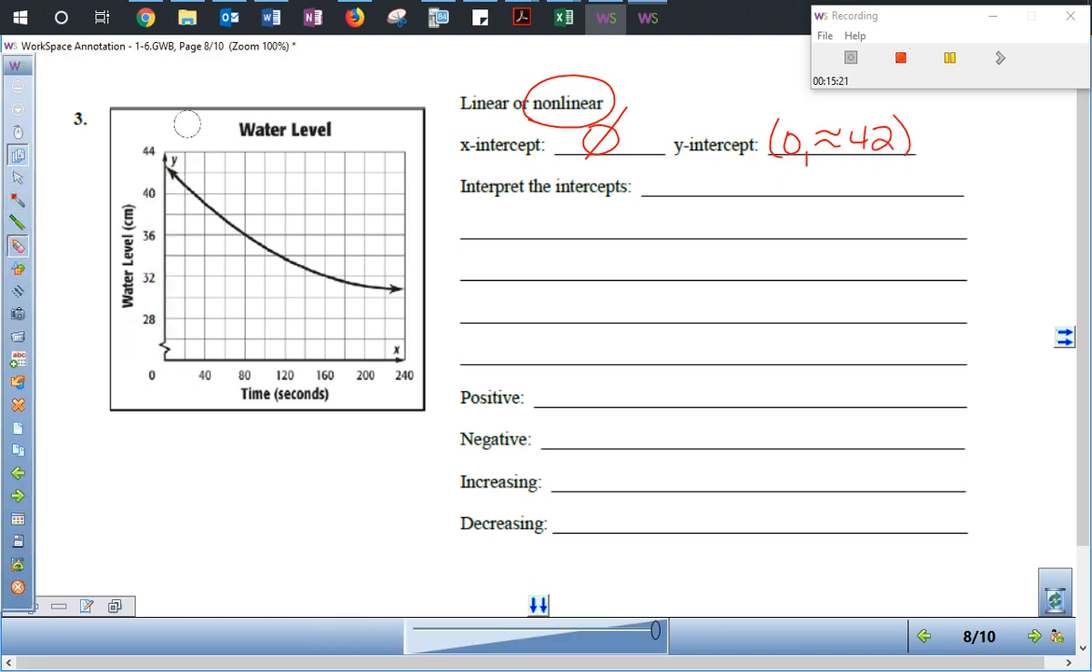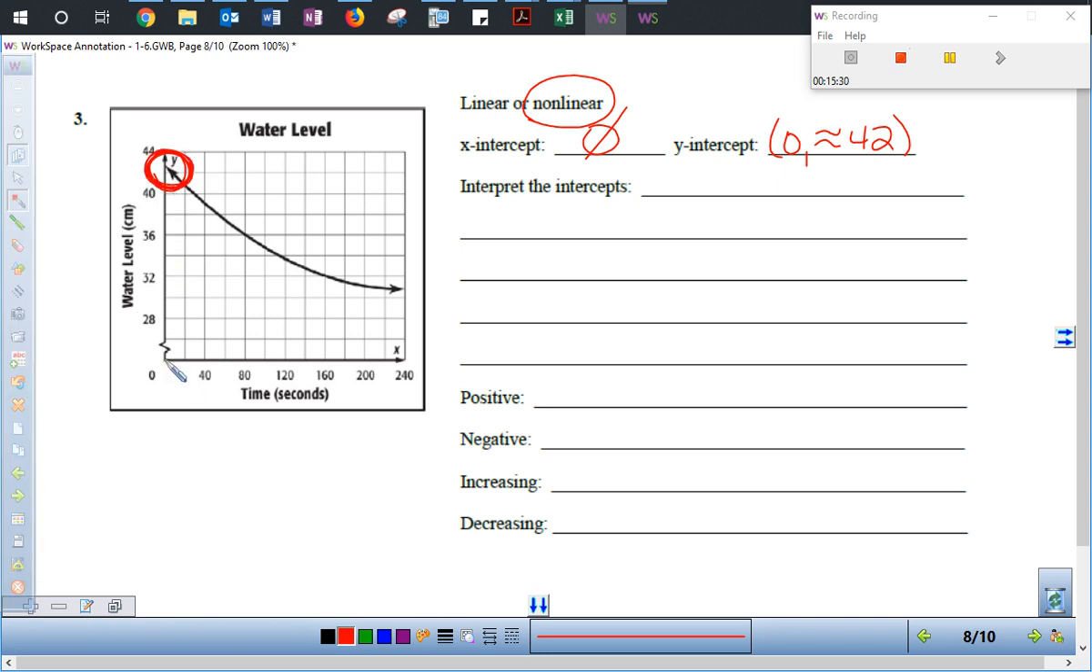Now, when interpreting the intercepts, I only have one intercept. That's okay. I'm only going to talk about what's happening at this point. So at that point, time is 0, and the water level is about 42 centimeters. However, I don't want to say, at time 0, the water level is about 42 centimeters. No, we just need to say the water level started at about 42 centimeters. Or you could say, initially, that's a great word to describe something in the beginning. Initially, the water level was 42 centimeters. You just need to describe how it starts, and you're fine.